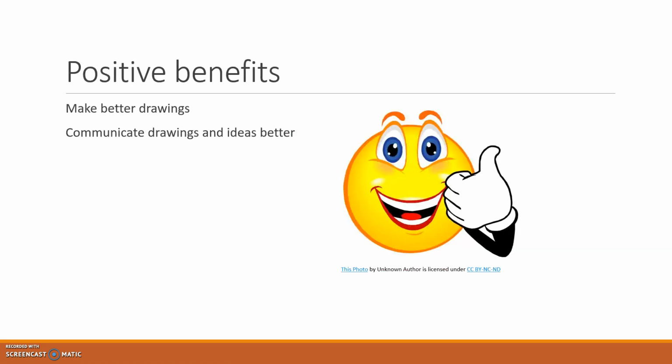So the positive benefits to being able to use isometric graph paper is that you'll be able to make better drawings and communicate drawings and ideas better and more efficiently. This is really good in a team-orientated and design-heavy task or environment.